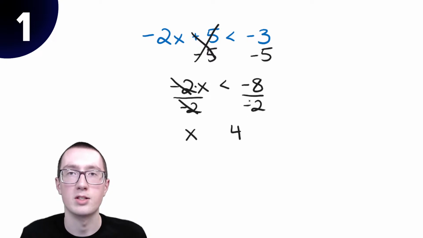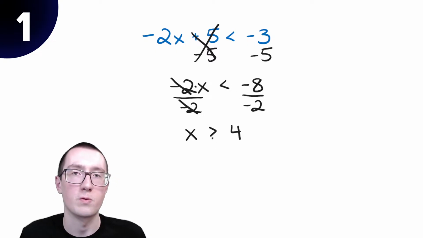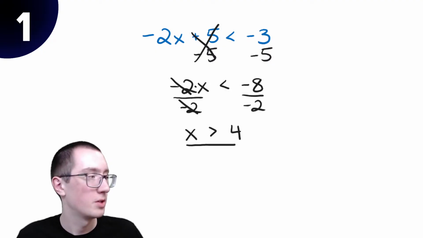And we have two negatives, and two negatives make a positive. So these are going to become positive. And then you see that we divided by a negative number, or if you multiply by a negative number, it does the same thing. That's when you have to flip the sign. So this was less than, now it's going to become greater than. So that makes our final answer, x is greater than 4. So yeah, that was our first problem, an inequality.